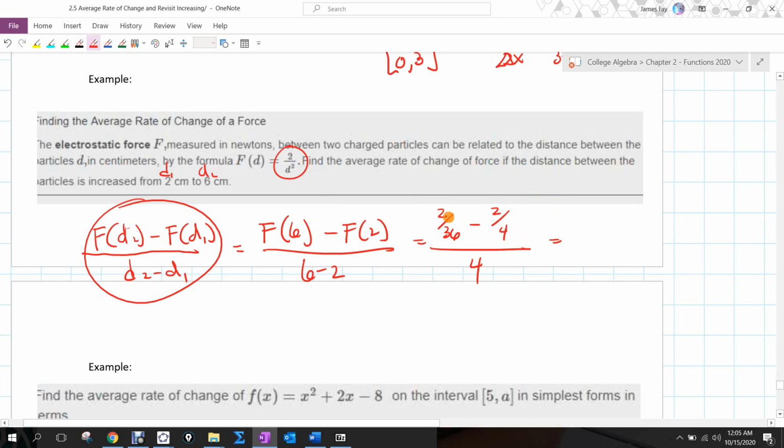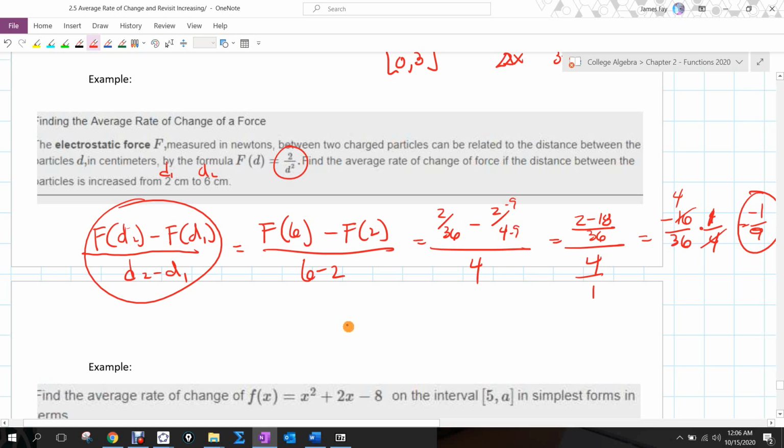Okay, so I need a common denominator, so it would be 9. So 2 minus 18 over 36 divided by 4. So it gives me negative 16 over 36, divided by 4 over 1, so I'm going to change that to multiplied by 1 over 4. Those cancel, leaves me 4. So then I get negative 1/9.